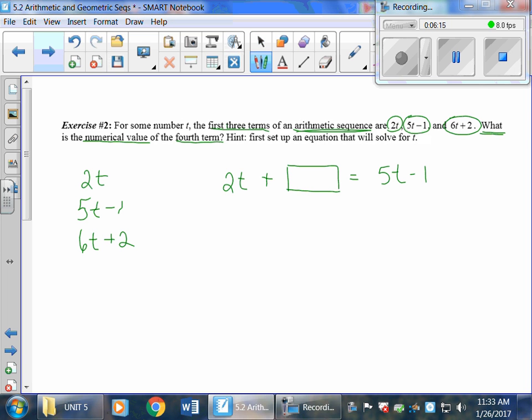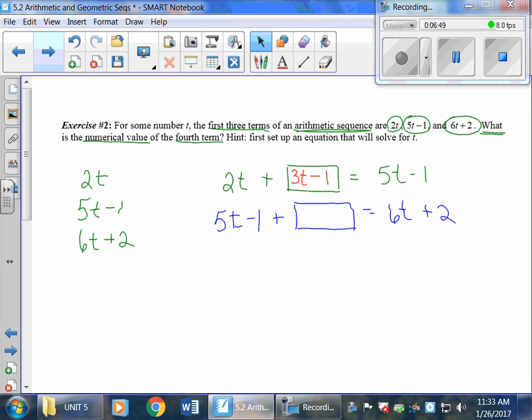To get to 5t minus 1, I have to add a 3t, right? 2t plus 3t is 5t. And then I also have to add a minus 1 because I have a minus 1 on the right-hand side. Are you with me? Similarly, we have to do the same thing for the next two. I start with the second term, 5t minus 1, plus that same common difference, to get 6t plus 2.